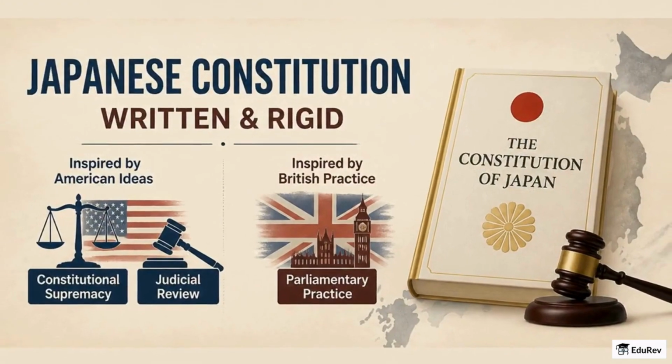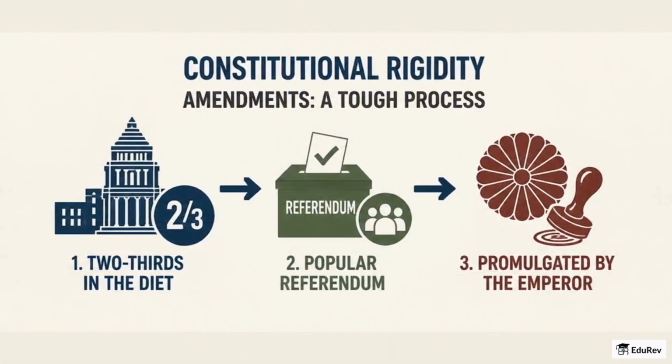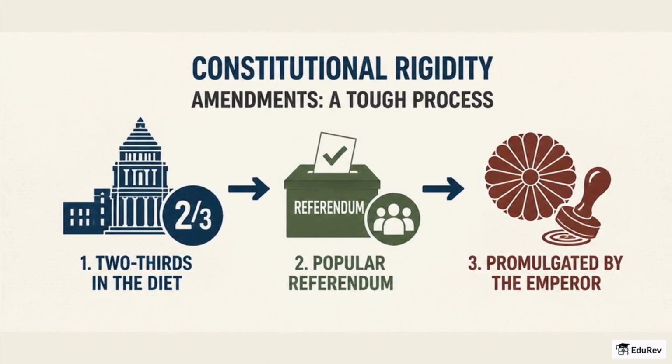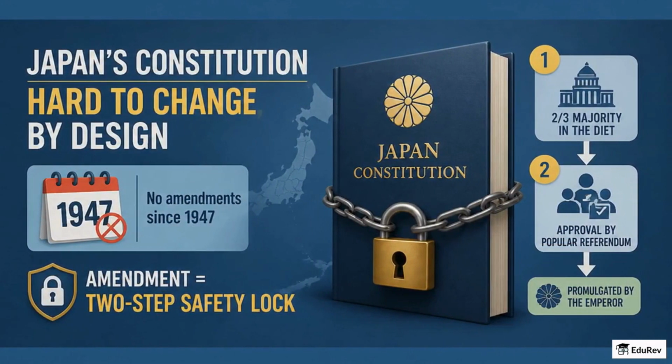The Japanese constitution is written and rigid, modeled partly on American ideas of constitutional supremacy and judicial review, and partly on parliamentary practice from Britain. Rigidity matters. Amendments can only begin in the Diet with a two-thirds majority and must then be approved by a popular referendum before the emperor promulgates them. Notably, the constitution has not been amended since 1947.